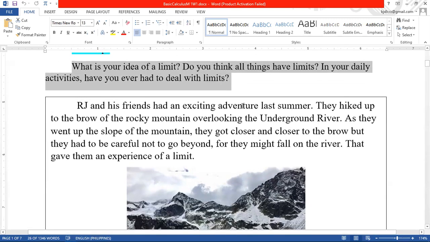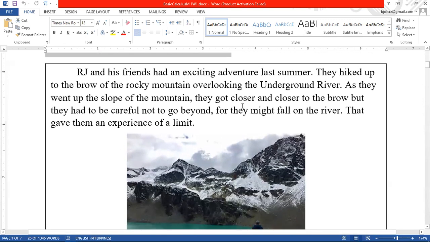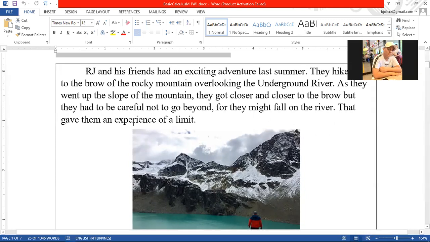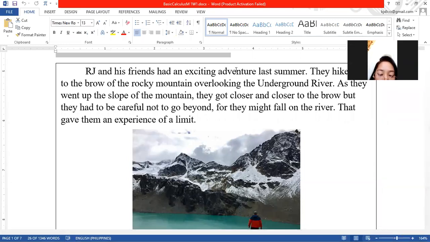So let's read this story. RJ and his friends had an exciting adventure last summer. They hiked up to the brow of the Rocky Mountain, overlooking the underground river. As they went up the slope of the mountain, they got closer and closer to the brow, but they had to be careful not to go behind, for they might fall on the river. So that gave them an experience of a limit.